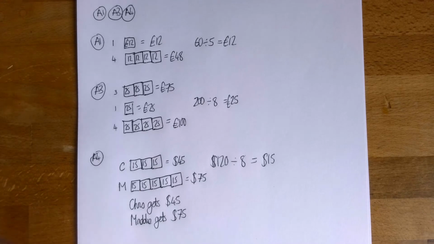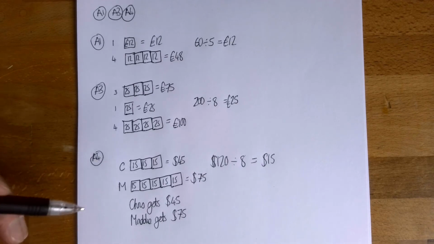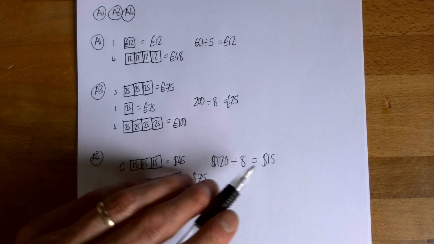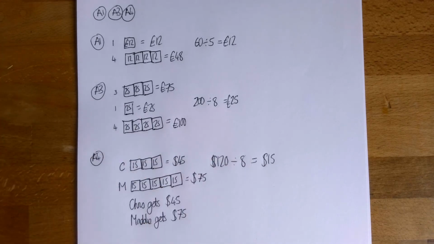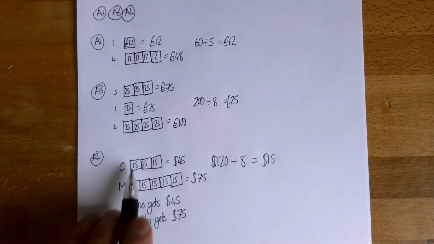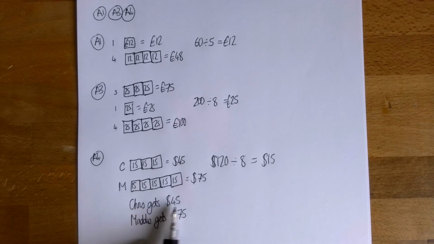Question 4, far more like the sort of exam question you would get. There's a bit of context, so we're talking about 2 people, Chris and Maddie. 3 shares and 5 shares, so again we've got 8 shares, so each share is worth $15. And I've been really careful because it says how much do they each receive. I've stated my answer really clearly. I did all the sums, but then I've clearly stated my answer.